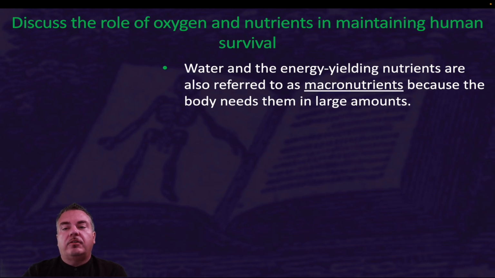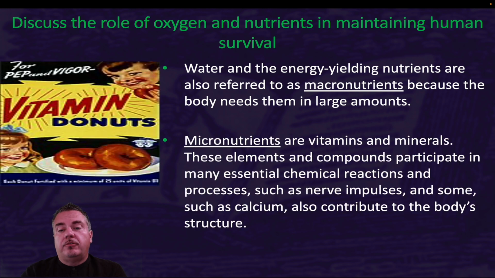Water and the energy-yielding nutrients are often referred to as macronutrients because the body needs them in large amounts. Micronutrients are vitamins and minerals. These elements and compounds participate in many essential chemical reactions and processes, such as nerve impulses, and some, such as calcium, also contribute to the body's structure.